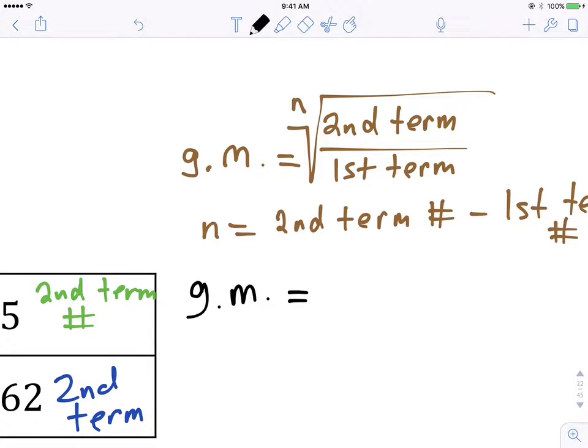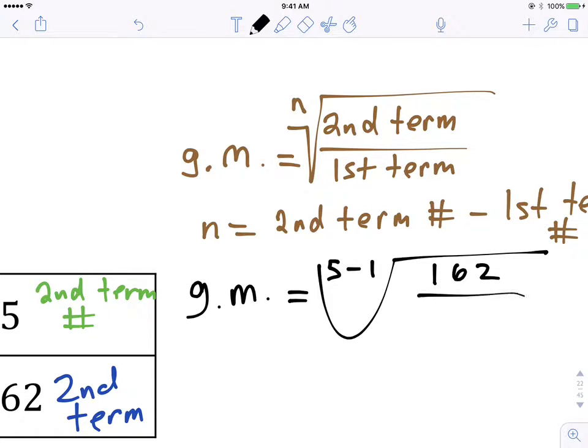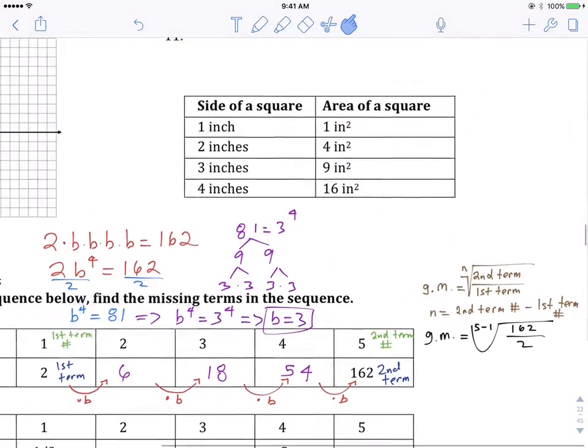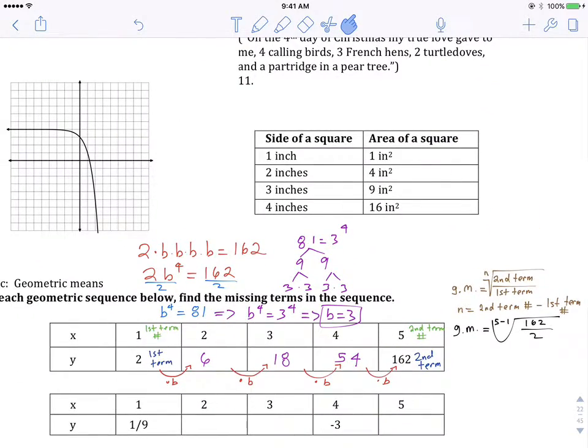The geometric multiplier would have been the root of 162 over 2, with 5 minus 1. And that's what's going on there. Let's take a look. That's a root symbol. We can see that 5 is the second term number, 1 is the first term number, 5 minus 1. By the way, you'll see that that's 4.